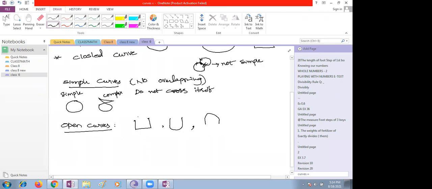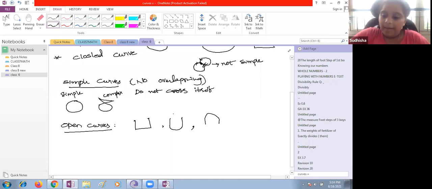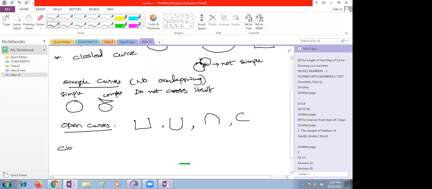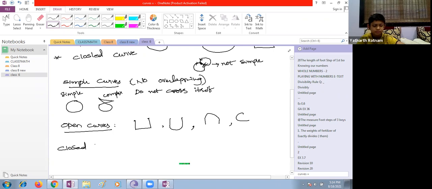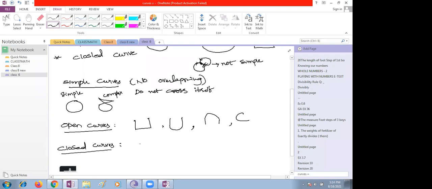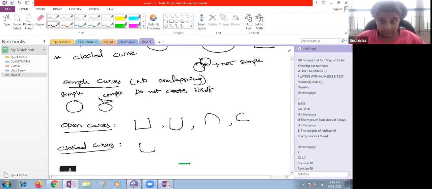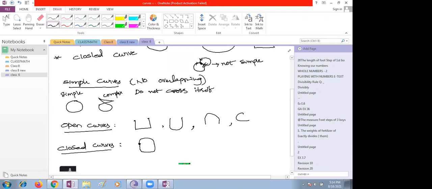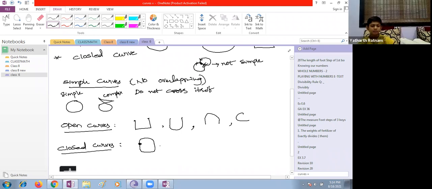You just see, it is an open figure. C also. M also. Closed curves are nothing but, suppose if I'm starting this figure here, this starting point and the ending point will be same for a closed curve. The starting point and ending point should meet back where it began from.